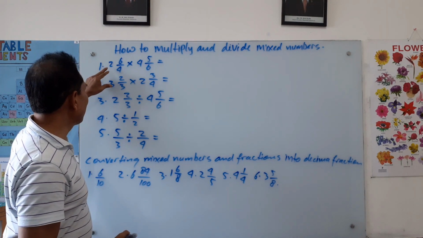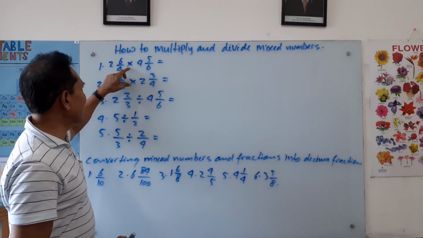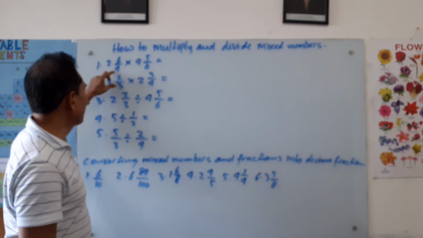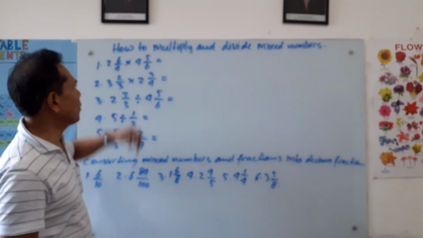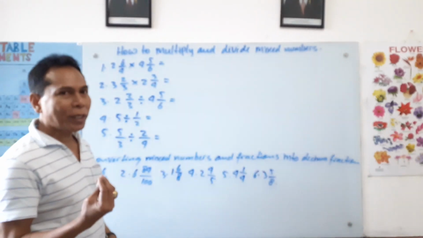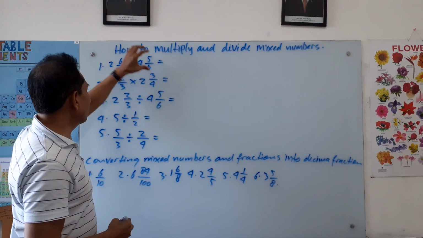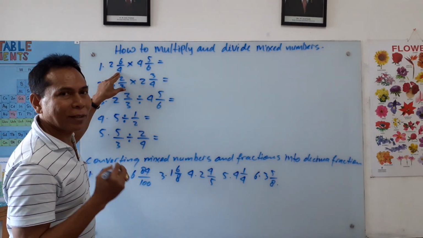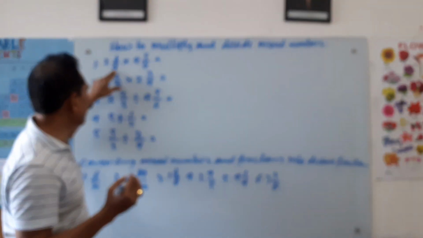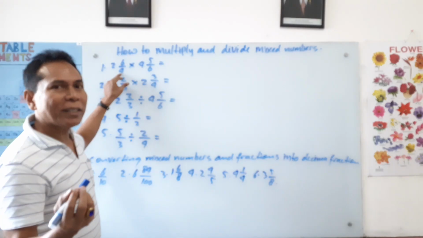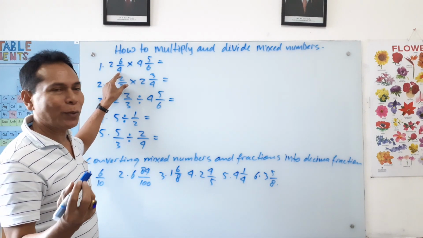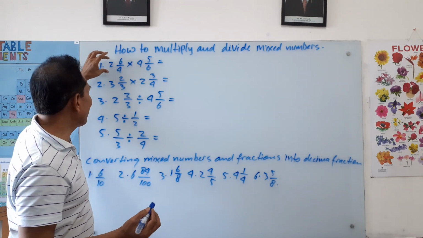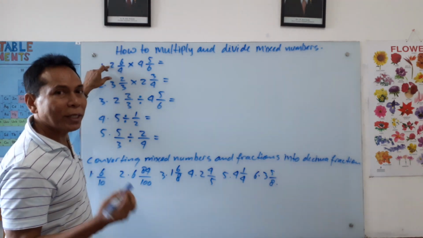Number one here, we have 2 and 6/4 times 4 and 5/6. Now, to work out this mixed number, let's look at the denominator. We have denominator 4 here. This is the first step you need to do: you take this denominator 4 and multiply with the whole number 2. So 4 times 2 is 8.